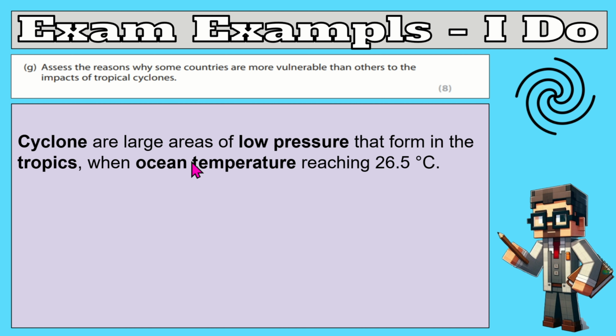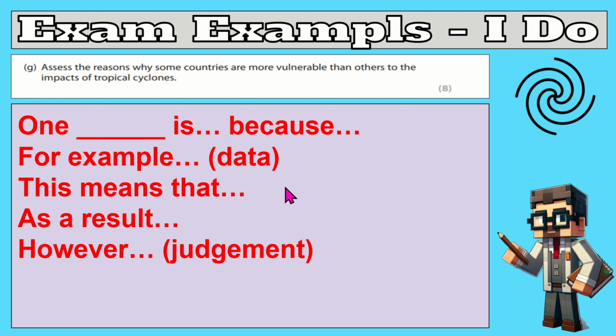This is the introduction. Cyclones are large areas of low pressure that form in the tropics when ocean temperatures reach 26.5. So my hack for writing an introduction is just choose a word from the question and just define it. Okay, that's it. And keep it light. You don't get any marks for this, so whilst it's a good habit, it's not essential. And then you're just dropping in a few key terms: low pressure, tropics, ocean temperature. Very solid introduction.